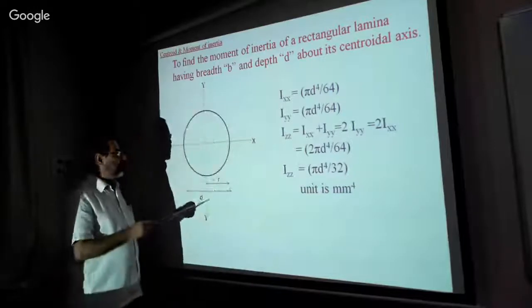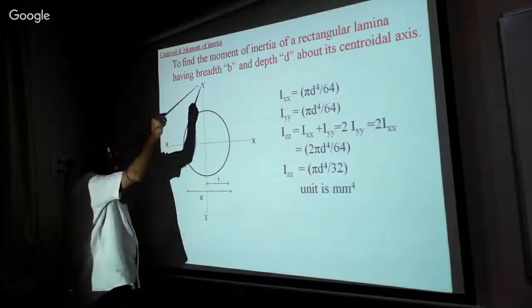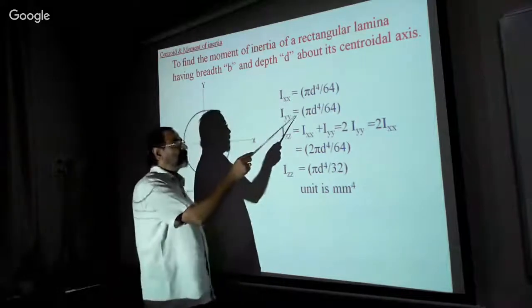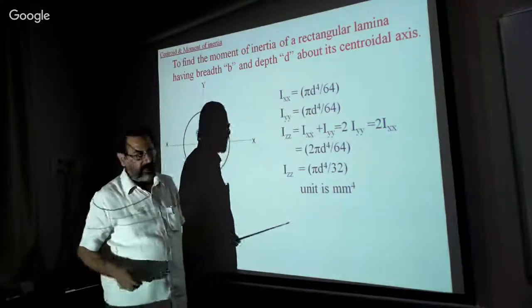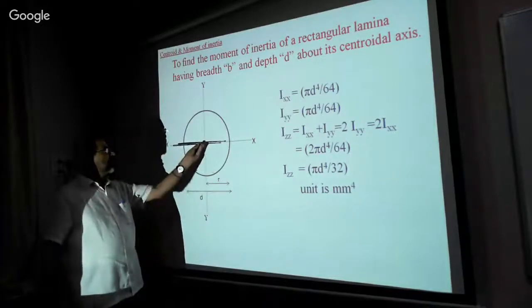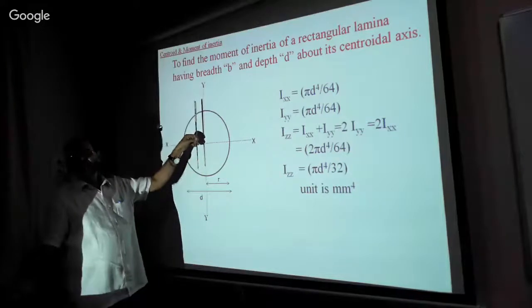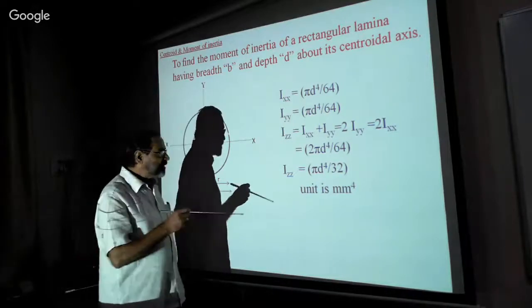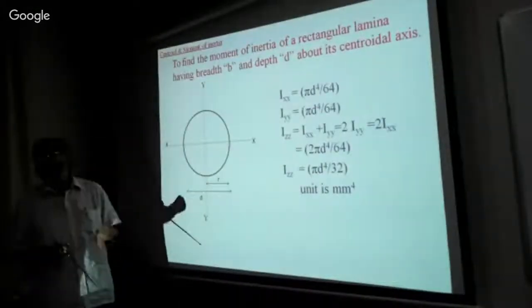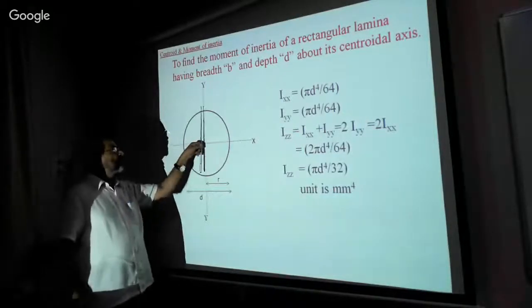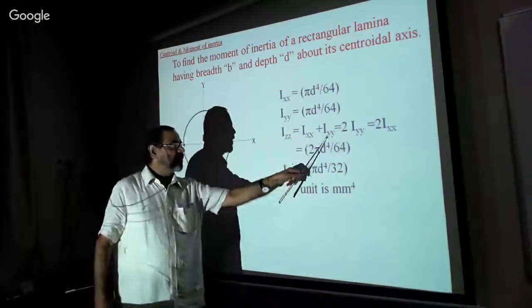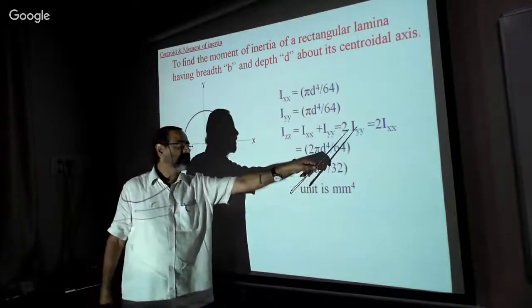Now, similarly, for the YY centroidal axis of this circular section, IYY is equal to pi d to the power of 4 divided by 64. Here XX and YY are the same for this circular section, isn't it? And IZZ is equal to IXX plus IYY, from the perpendicular axis theorem. Now here IXX is equal to IYY. Therefore, IZZ is equal to IXX plus IYY, which is 2IXX, equal to 2IYY.